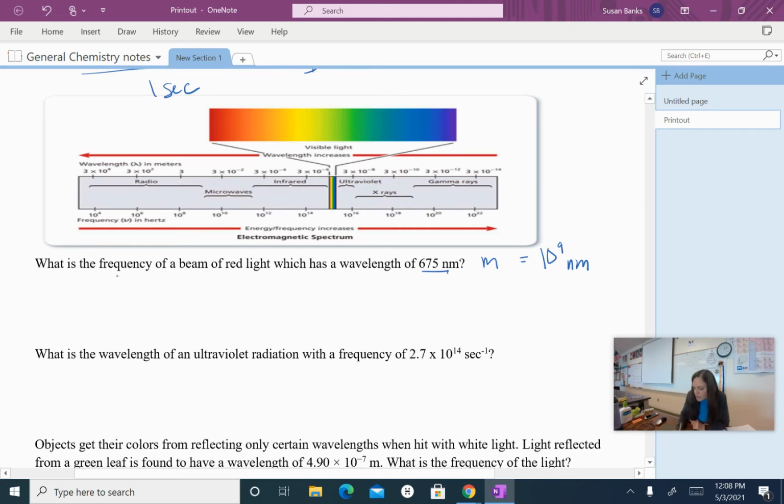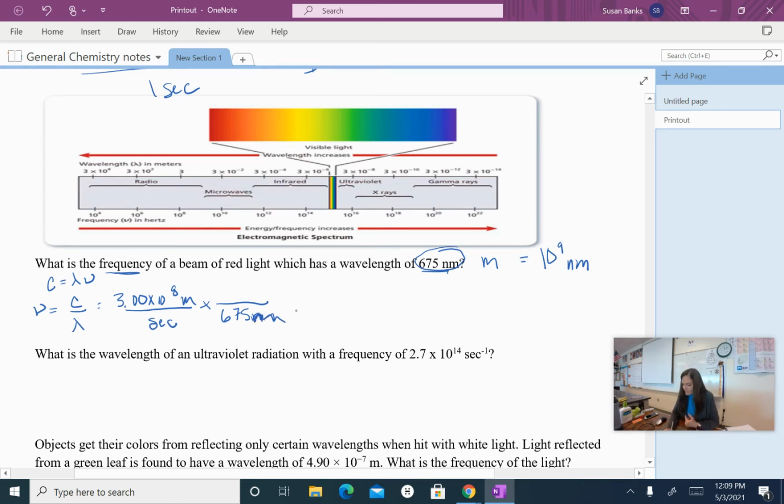Okay? I want to know the frequency. So I'm going to start with the speed of light is equal to wavelength times frequency, and I'm going to isolate frequency. So frequency is going to be the speed of light divided by wavelength. Okay, remember, speed of light is a constant. So I have 3.00 times 10 to the 8th meters per second. Okay, now I need to divide by my wavelength. My wavelength's given to me right here. I have 675 nanometers. But notice that this is meters and this is in nanometers.